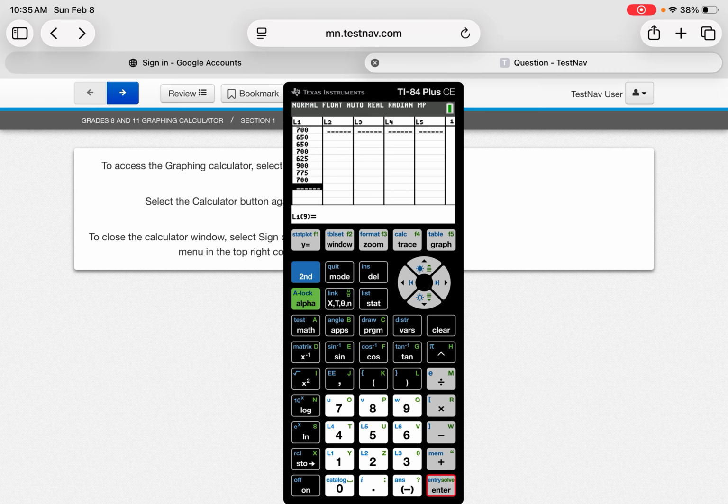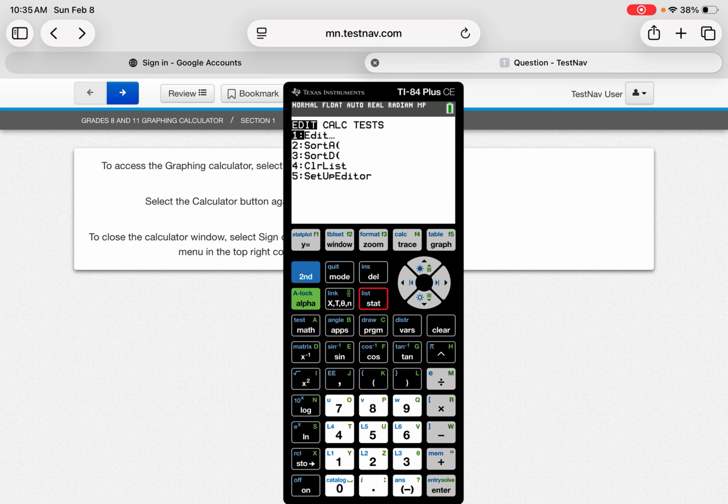Now I'm going to hit Stat again. This time I'm going to scroll to the top to calculate. I want the first one, 1-var stats. Enter. Go down to calculate again. Enter. All right, and I have my information. Okay, so the mean is 712.5. My standard deviation, again, in this problem, all 8 computers were all they had left.